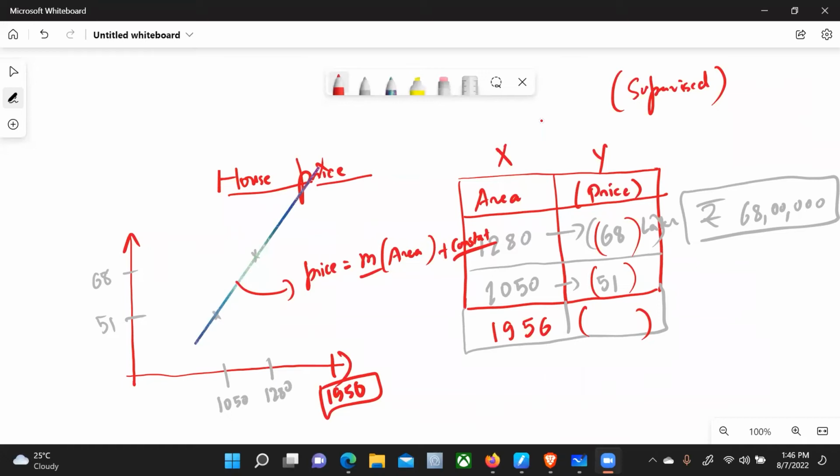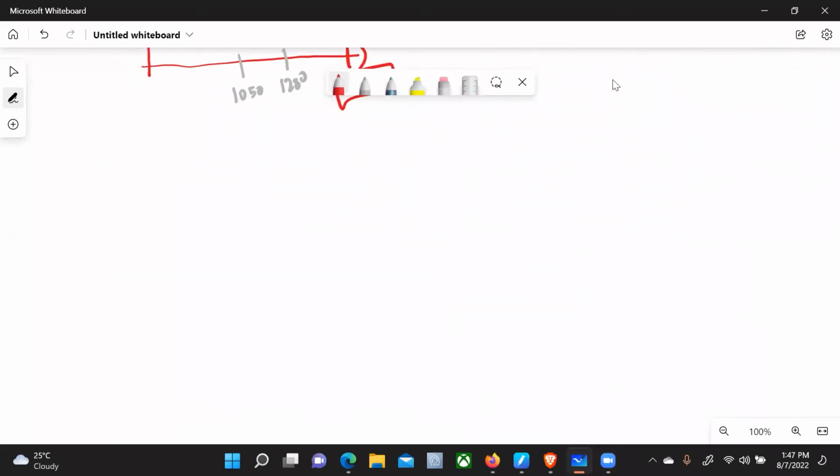Think about it, guys. Did this idea just make sense, or are you not clear? Yeah, good. Now let me make the problem a little more complicated for you.